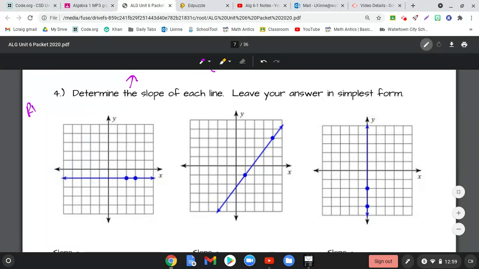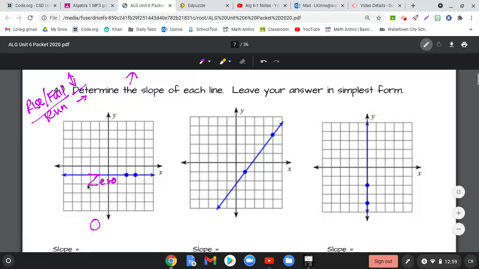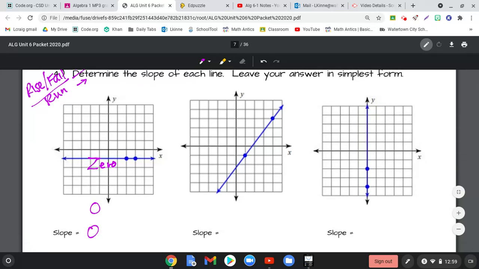Remember, rise or fall if it's negative over run. So figure out how far up or down you're going to go, and then how far over from point to point. Now this one, it's a horizontal line. I can make it into a z for 0. So my slope, oops, I guess we can write it down below. Your slope is 0 because it's not going up or down. It's just going over 1. But with the horizontal and vertical, I just like the z and n trick.